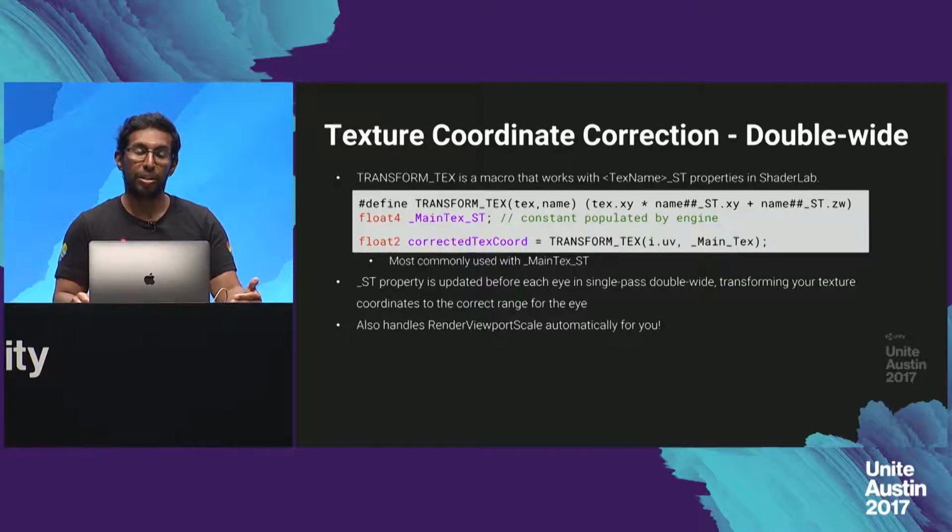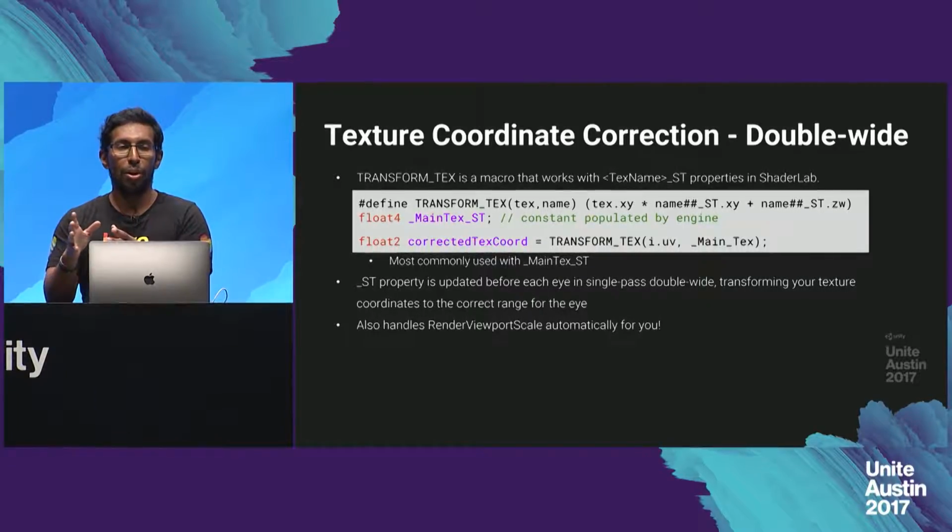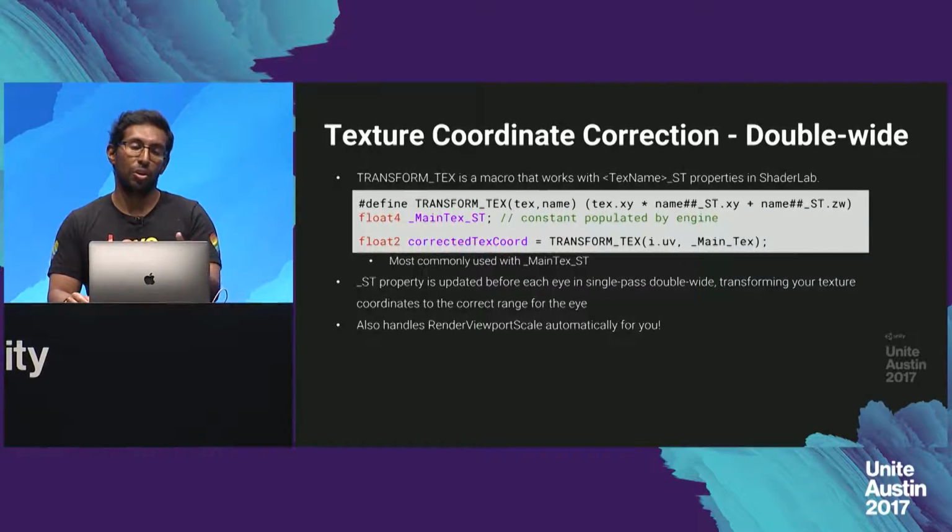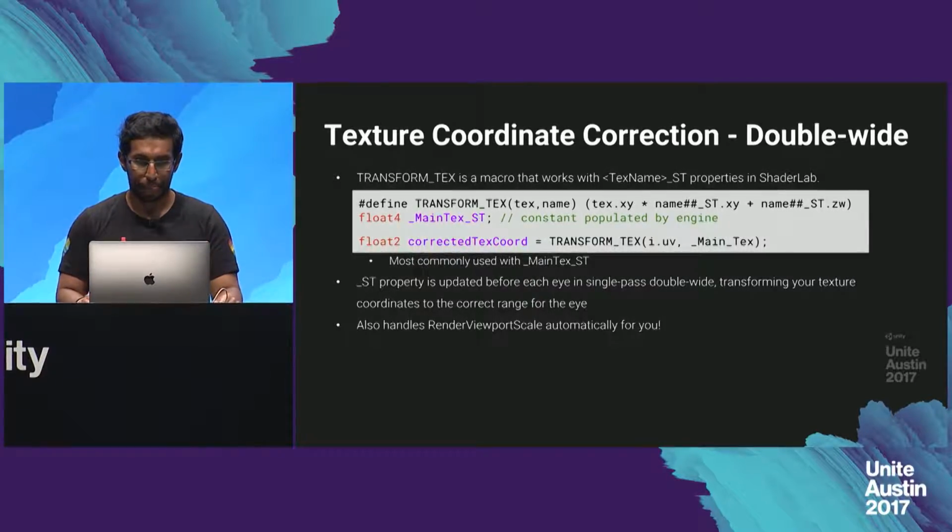TransformTex is an existing Unity macro that works with those ST properties that you've seen in ShaderLab. Usually you see this associated with _MainTex_ST. The macro grabs the ST property, which is encoded with scale values in XY and offset values in ZW. The math is pretty simple: it takes an input texture coordinate, applies the scale with a multiply, and then adds the offset. So you pass your normal texture coordinate into TransformTex, and it spits out the corrected texture coordinate that's stereo aware.